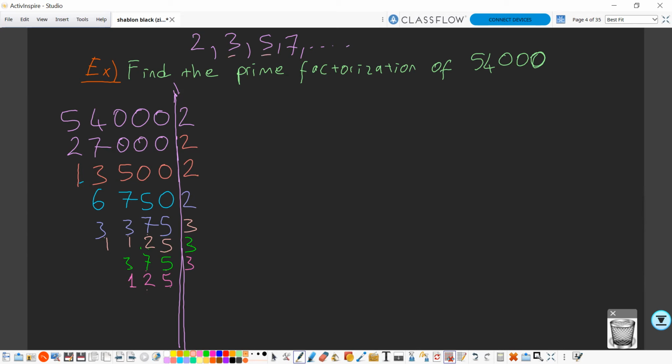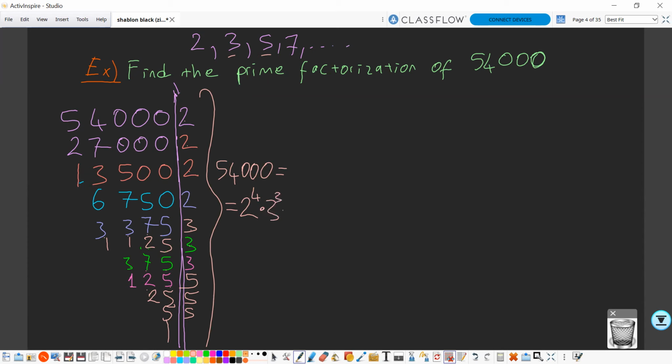That's why we try the next number, 5. Let's divide 125. Divided by 5 is 25. Divided by 5 is 5. Divided by 5 is 1. So the answer for the prime factorization of 54,000 is going to be 2 to the power of 4 times 3 to the power of 3 times 5 to the power of 3.